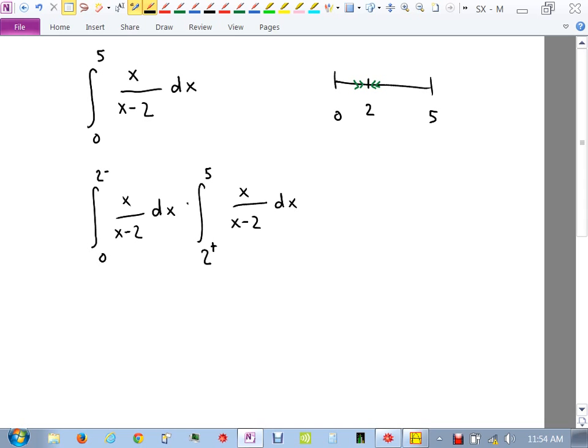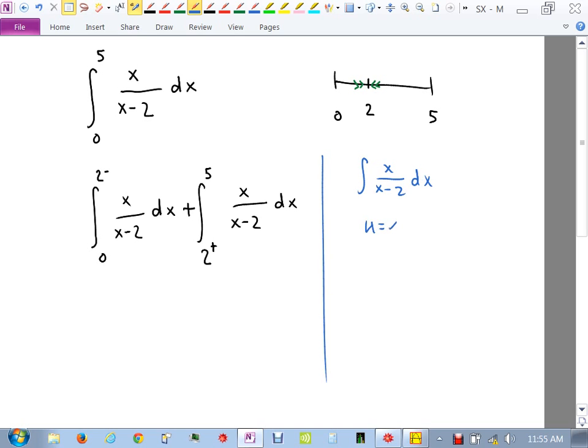Oh, I forgot a plus sign between those. That okay? That's just the setup. How about the antiderivative? How are you going to find the antiderivative of x over x minus 2? Might require some work. Integral x over x minus 2 dx.